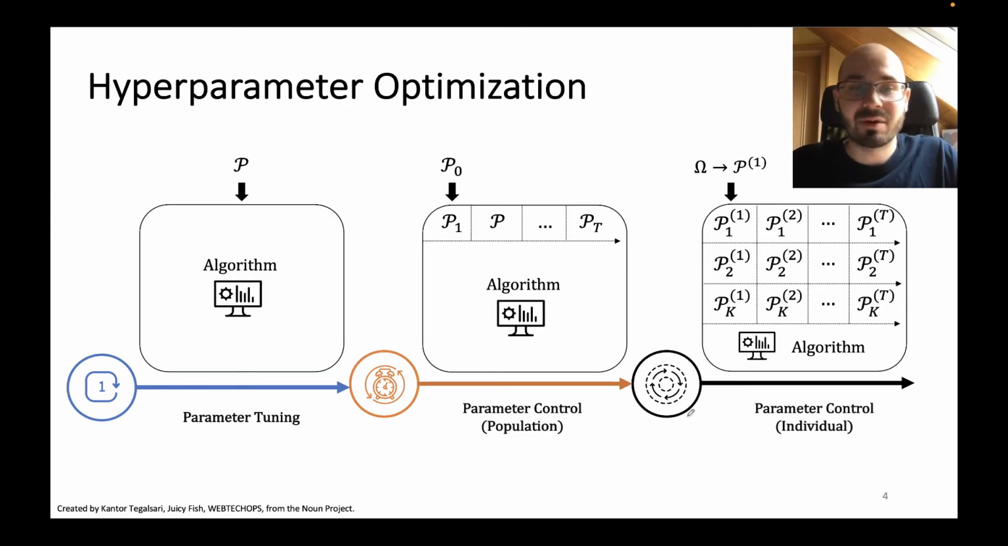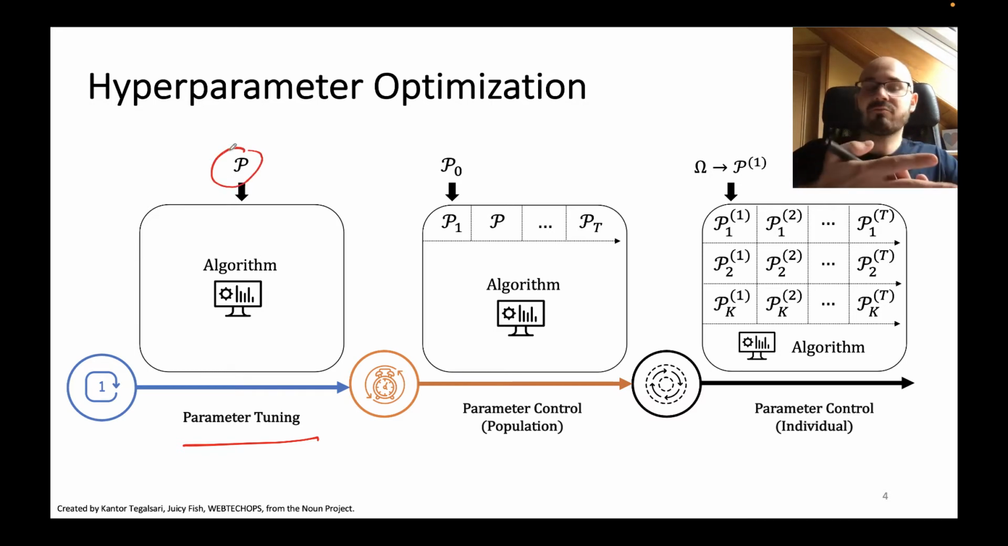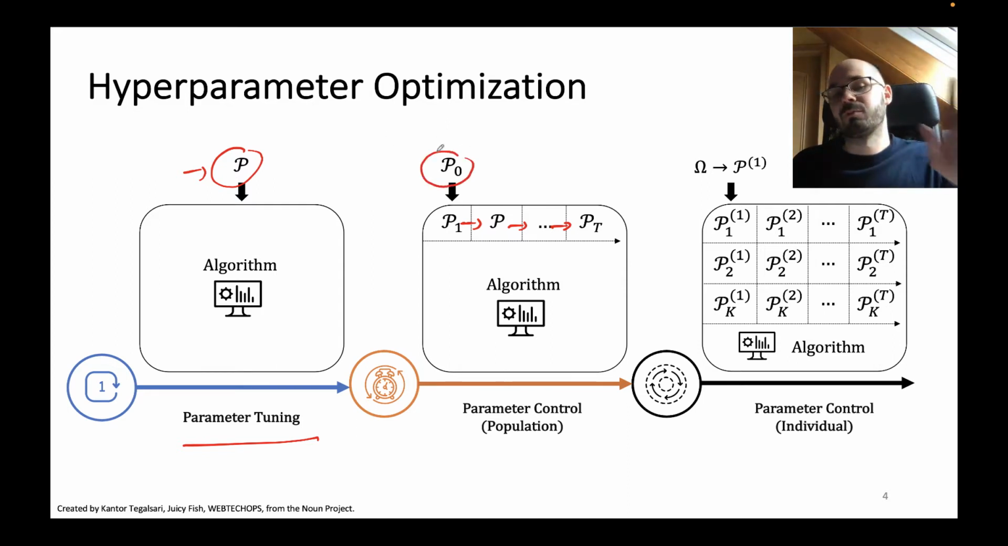When we look at hyperparameter optimization, there are many different ways to actually do it. One is parameter tuning, which means we are doing this in a very offline manner. We have our parameter set P, and given the set, we run the algorithm one or multiple times. We look at the outcome, and we try to adapt P to get the best possible outcome. Then we also have parameter control, where we are trying to adapt P over all these generations, which means we start with a P0, which is our initial set, then we create parameter sets P1, P2, P3, until the algorithm has terminated.